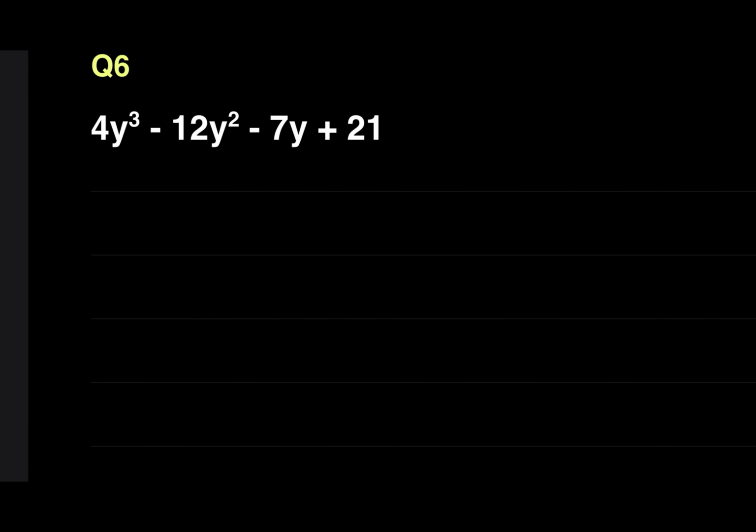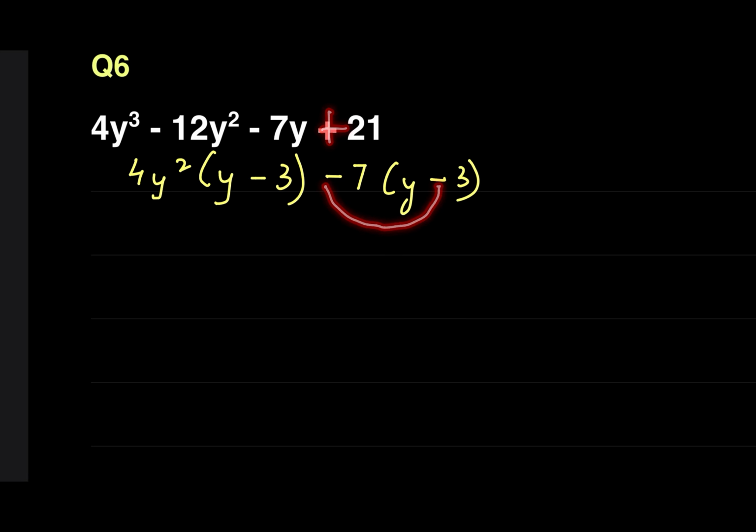Question number 6. Come on, I think now you get it. 4 3s is 12 and 7 3s is 21. Okay. 4y square. 4 is already out. We just need 1y minus 3. Minus 7y. Very careful. You have put a minus sign outside the bracket. Y minus 3. Instead of this plus, we will put minus so that we get minus into minus as plus when we simplify it. So the common one is here, 4y square minus 7.